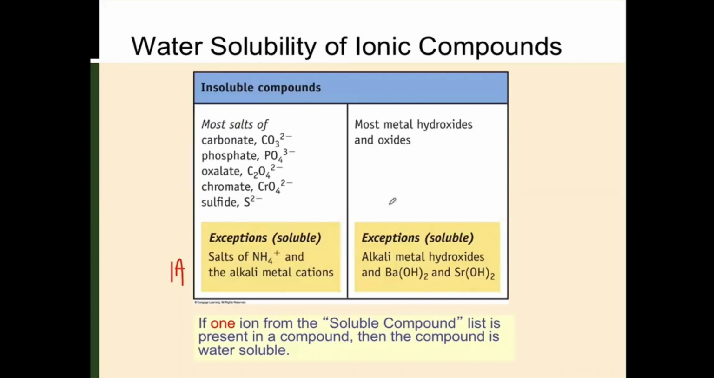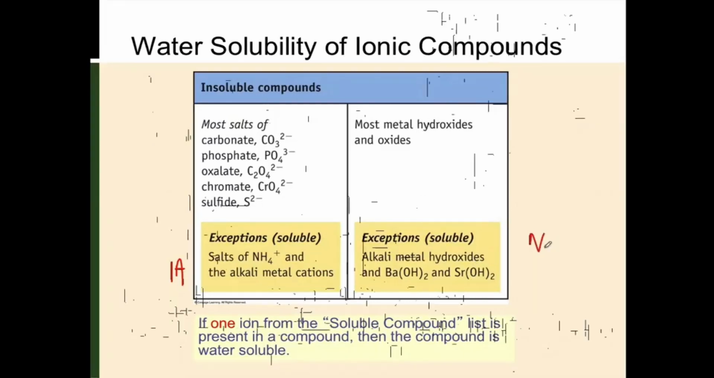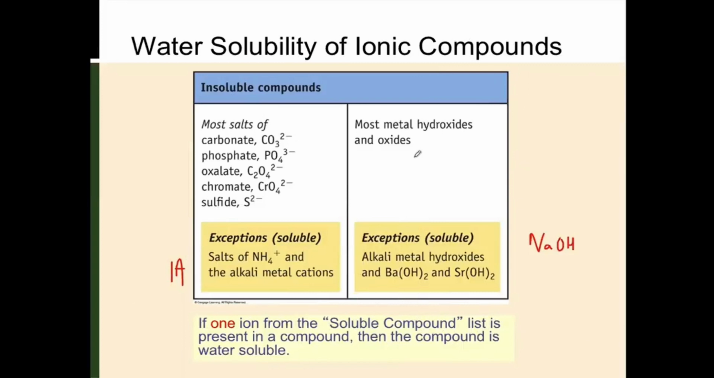Most metal hydroxides and oxides are insoluble, except for alkali metal hydroxides and barium hydroxide and strontium hydroxide. These are mostly insoluble except for the alkali metal hydroxides. So for example, sodium hydroxide dissolves in water. Calcium hydroxide does not dissolve in water. So if one ion from the soluble compound list is present in a compound, then the compound is water soluble.